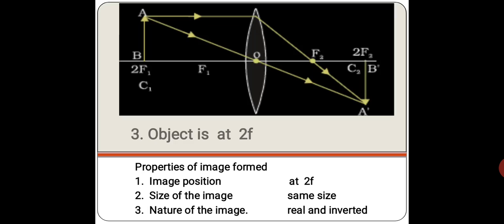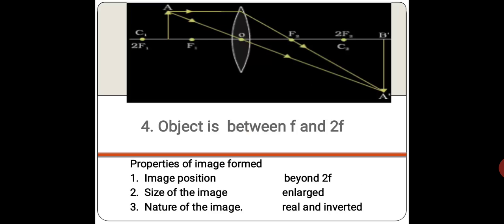The next position is the object is kept at 2f. So here in this diagram, AB refers the object, and from A we have two rays. One ray parallel to the principal axis passing through the principal focus on the other side, and another ray passing through the optical center will not get deviated, and these two refracted rays meet at a point to form an image A'B'. And the properties of the image thus formed are: the image is formed at 2f. The size of the image is same size and the nature of the image is again real and inverted.